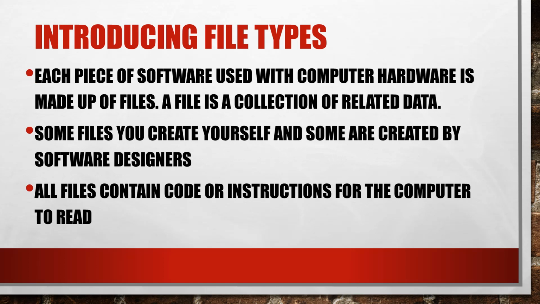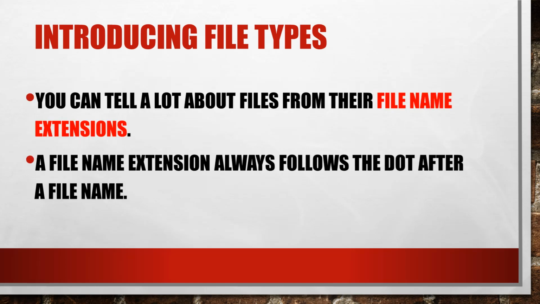Introduction to file types. Each piece of software used with a computer hardware is made up of files. A file is a collection of related data. Some files you create yourself, and some files are created by the software designers, right? So if you type out a project and you save, that's you creating a file. When you go to run whatever game you play and so on, those files were created by the software designers or the app designers, or another word one can use, the programmers, right? All files contain code or instruction for the computer to read.